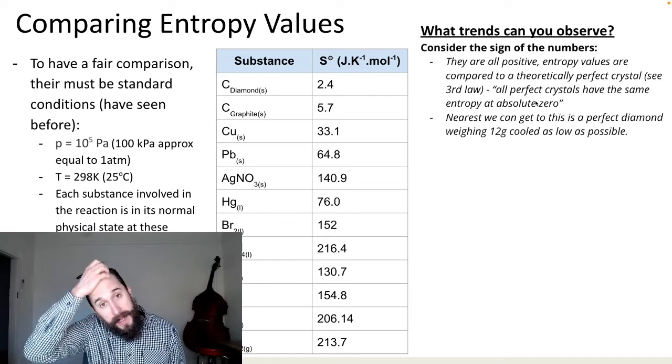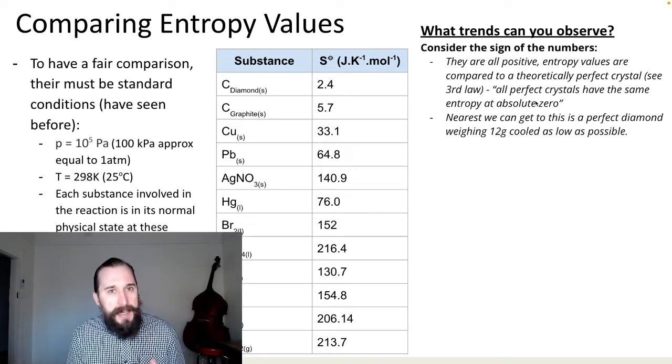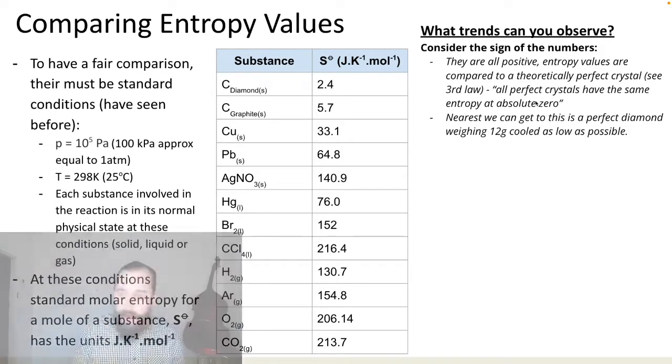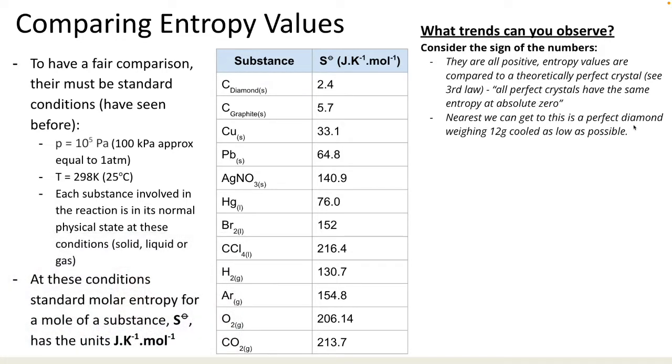And in fact, it might even be theoretical whether it can actually be reached by us humans. But that's neither here nor there, I digress. The nearest we can get to this is a perfect diamond weighing 12 grams, cooled as low as possible. And that's what we have here. We have the entropy, not quite zero, but pretty close, 2.4, a very, very low entropy. A very ordered system is that diamond.